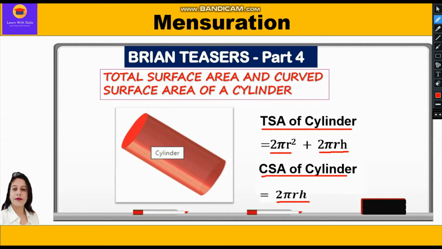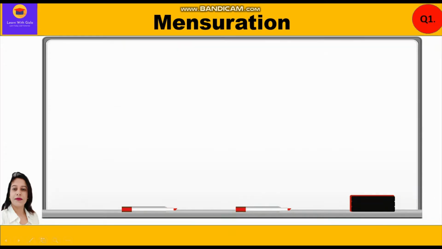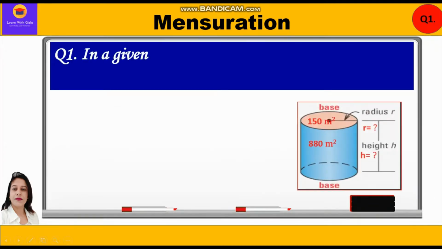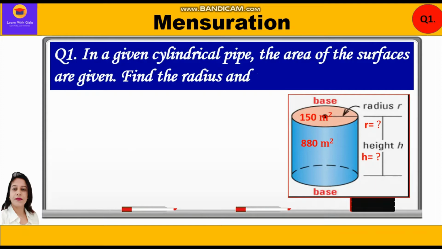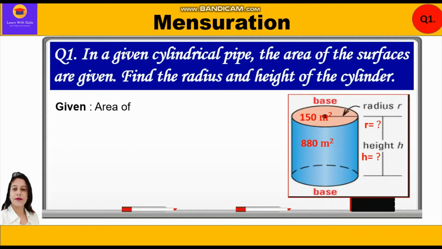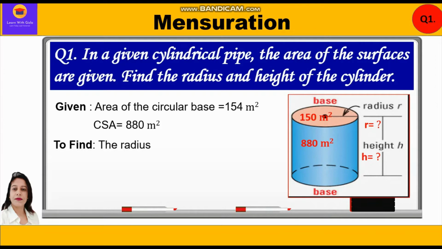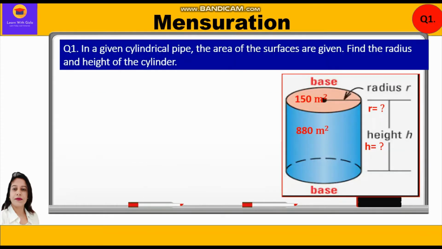Now let's take up question number 1. In a given cylindrical pipe, the area of the surfaces are given. Find the radius and the height of the cylinder. So given in this question, area of the circular base is equal to 154 meter square. Curved surface area is equal to 880 meter square. To find the radius and the height of the cylinder. Now let's start with the solution.